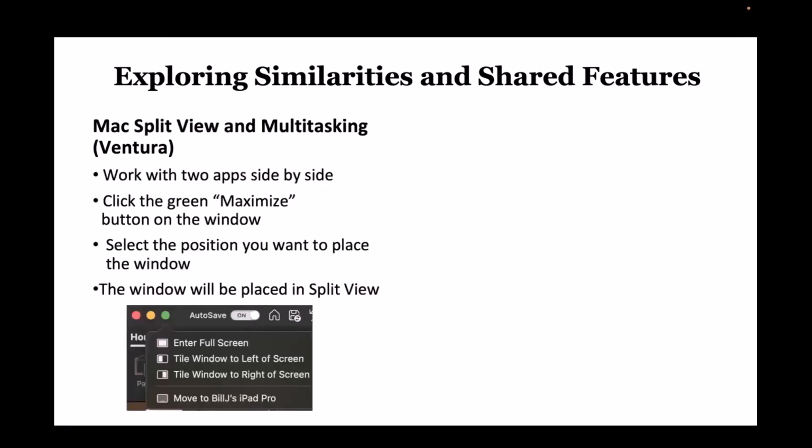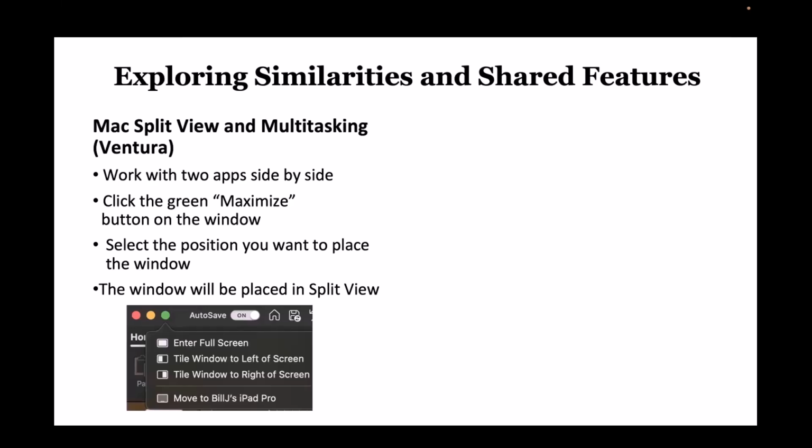If you want to split view or multitask with your Mac, you can work with two apps side by side. You do so by clicking the green Maximize button on the window, and then you select the position to place your window, and the window will then be placed in split screen.